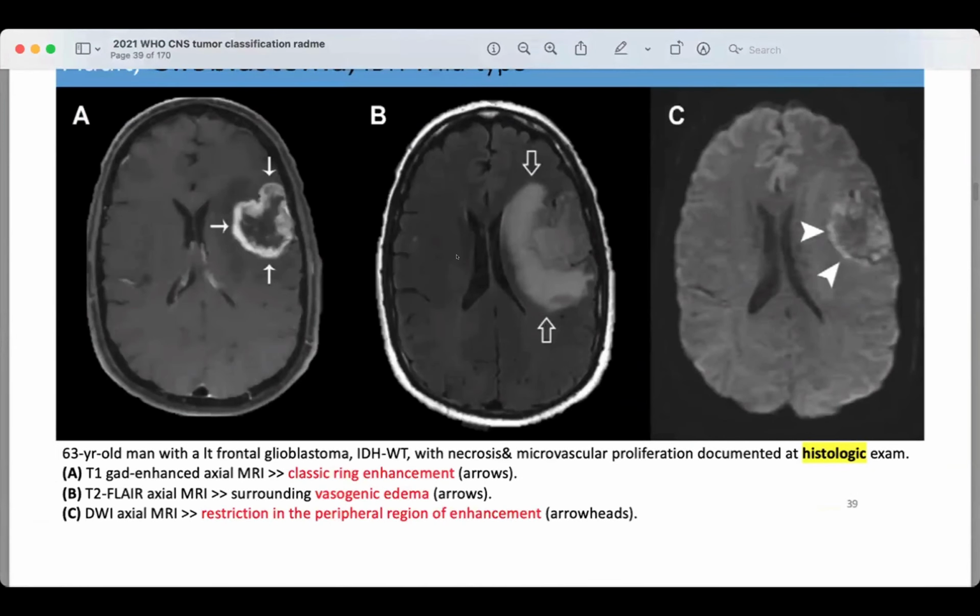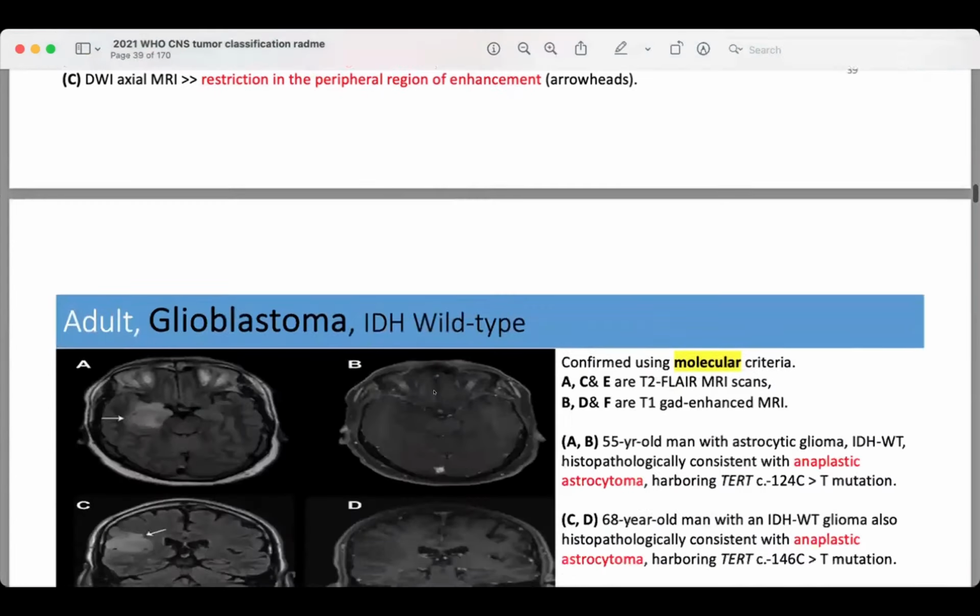You can see here an example of the glioblastoma also in the left temporal lobe. And you can see the classic ring enhancement sign, the surrounding vasogenic edema causing the mass effect, facing the ipsilateral lateral ventricle, slight midline shift. And for the diffusion restriction from the periphery, not like the abscess that had the diffusion restriction inside it.